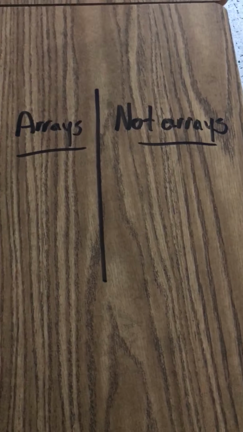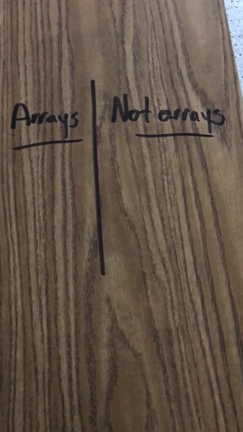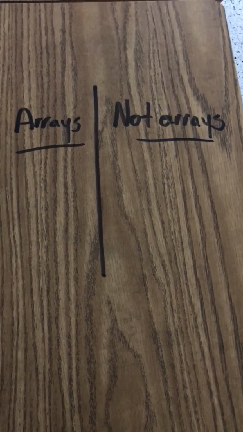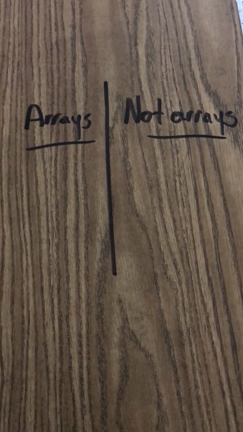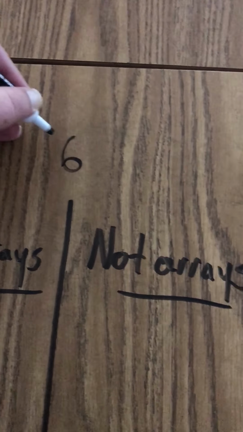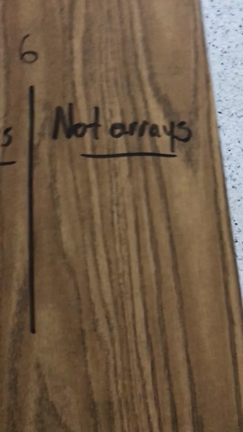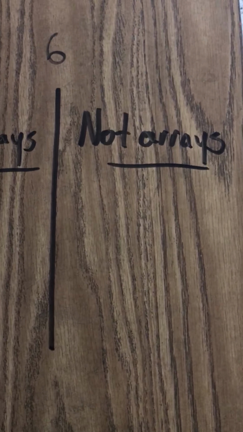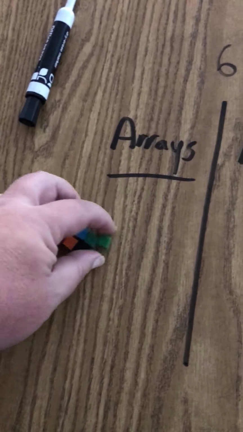So let's learn a little bit about arrays. First, what is an array? An array basically is a concrete way of showing the factors of a number. So let's say we're going to build arrays for the number 6, okay? So what we'll need are 6 of these cubes right here.